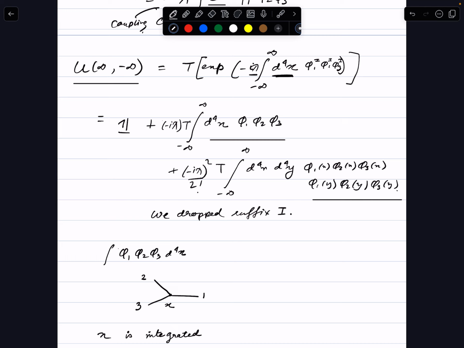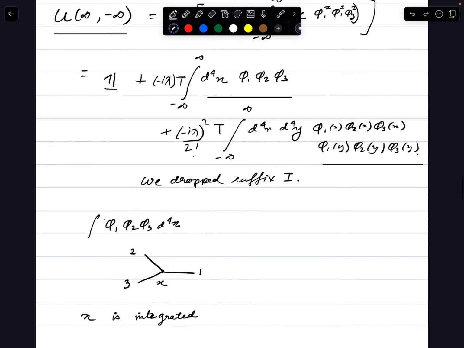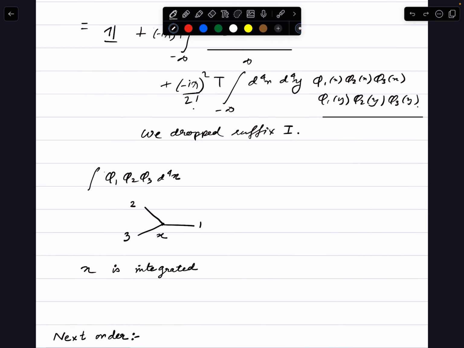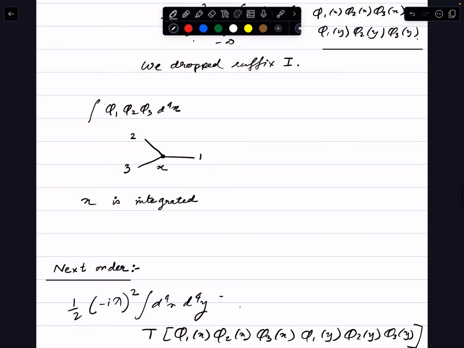All of these are time ordered. Okay, I am dropping the interaction suffix here. It is understood these are interaction fields. Okay, so what I wanted to show in this class is just a way of diagrammatically representing all these terms in the expansion. So phi 1, phi 2, phi 3, d4x, 3 fields, I write as, I have this one point x, and I write 3 lines corresponding to the 3 fields. So phi 1, phi 2, phi 3, 1, 2, 3, and x. And x is integrated over all space time. Okay, so there's a d4x here.